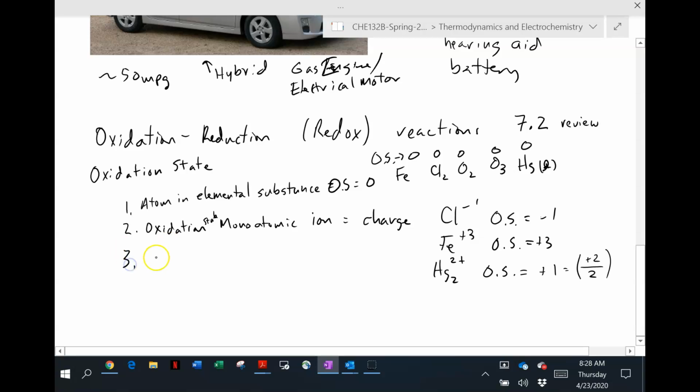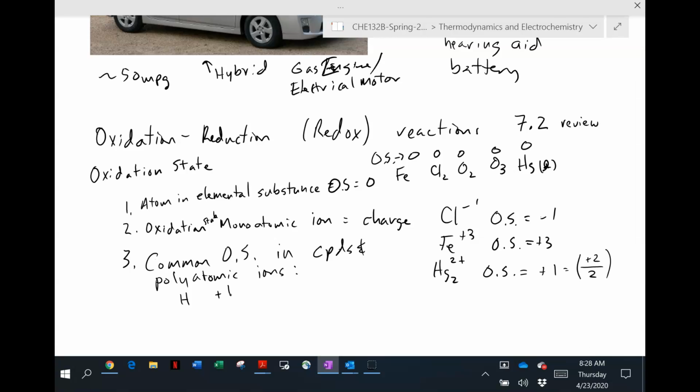There are some common oxidation states in compounds and polyatomic ions. And you're going to know most of these. Hydrogen is usually +1. If it's with something that is less electronegative than hydrogen, it could be -1. That can happen sometimes, but that's generally not common. Oxygen is usually -2 in a compound.